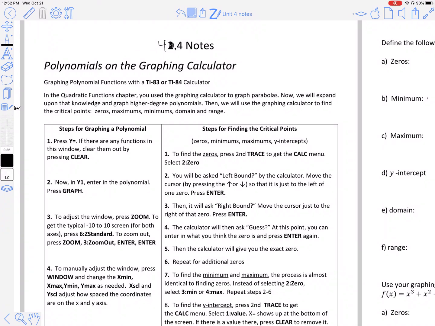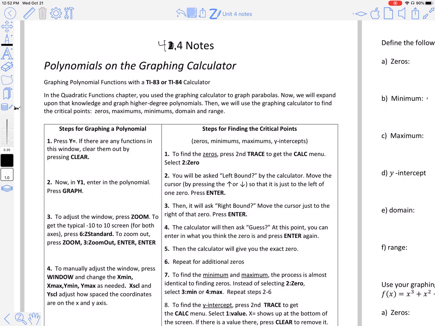Here we go, 4.4, graphing on a calculator the polynomials. So last year you became proficient at graphing parabolas by hand, and then this year we reviewed a little bit of graphing them on the calculator, but we didn't focus on it a ton because we also used transformations a little bit. So today is calculator heavy.